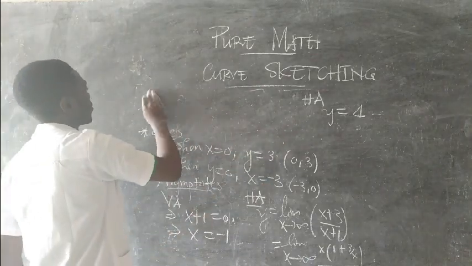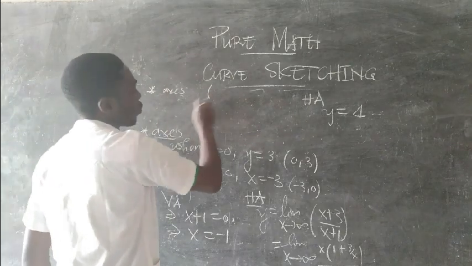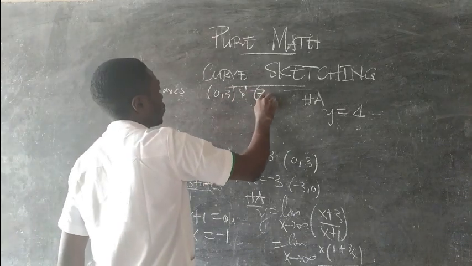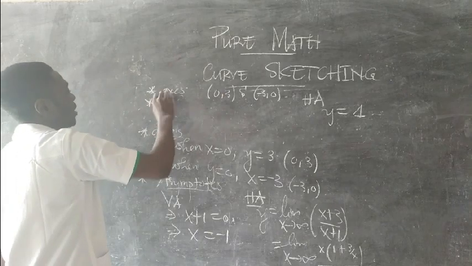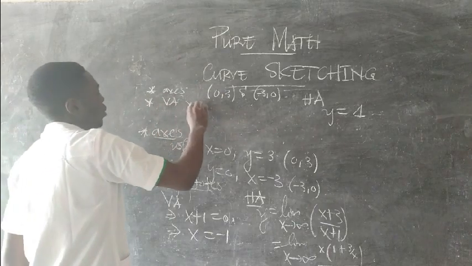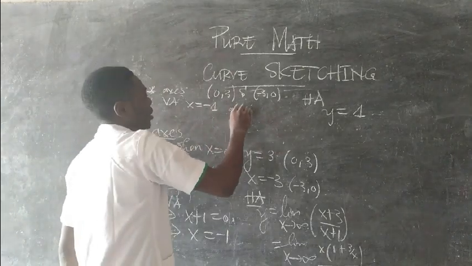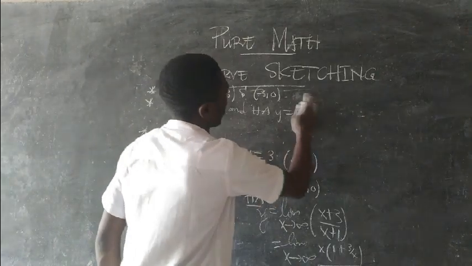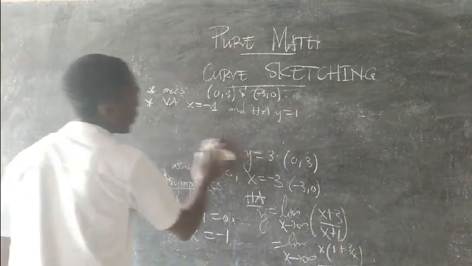Our axis, the first point is the axis. So our axis will have 2 points: we have (0, 3) and we have (-3, 0). We have our vertical asymptote, x equal to negative 1, and horizontal asymptote, y equal to 1. Okay, so we have already looked for 2 components.